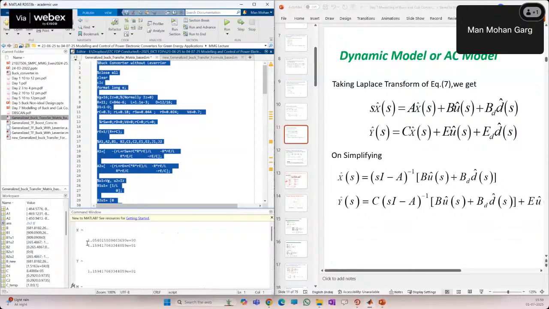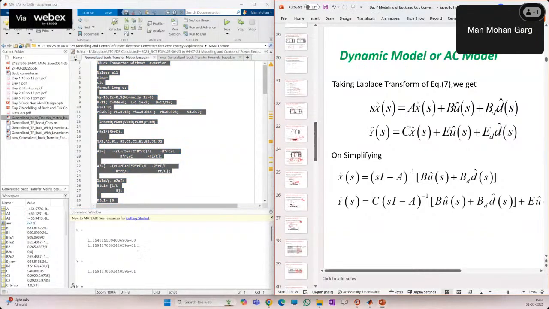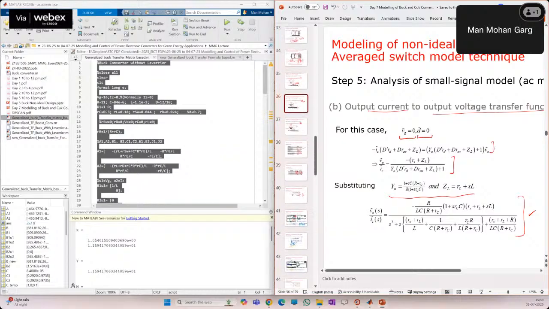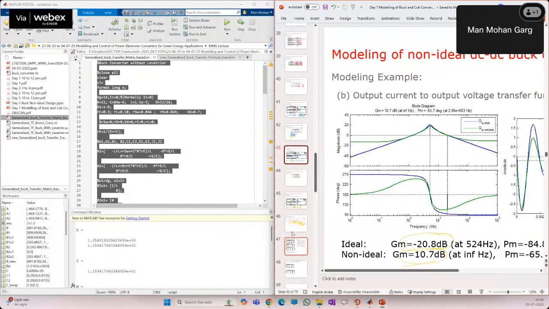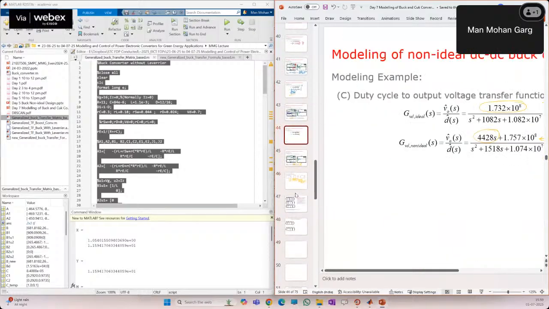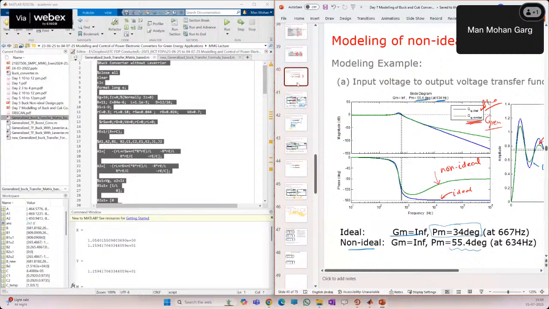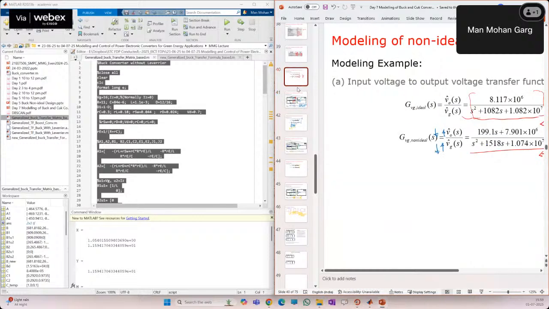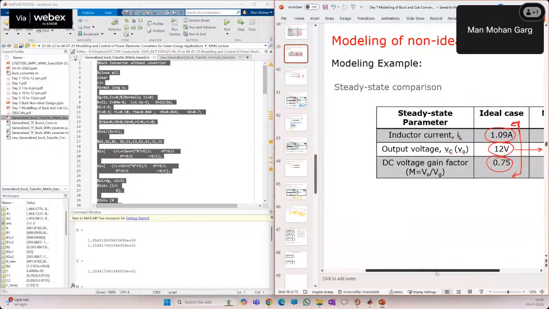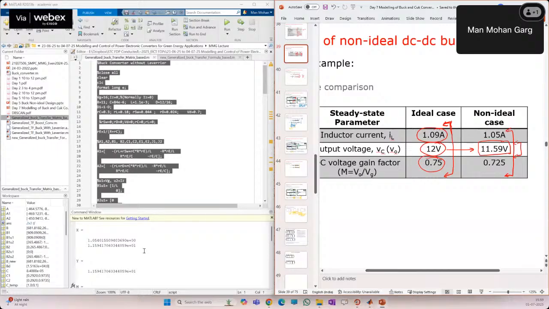Starting with, we get x equal to some value. What is this x equal to some value? The first is IL, the second is VC or V node. You can see it in this table. The value is 1.05 in case of non-ideal, 1.05 ampere. This is 1.15 into 10 raised to the power 1, 11.59 voltage we get. Why? Because in DC, V naught is equal to VC only, so these values remain the same.